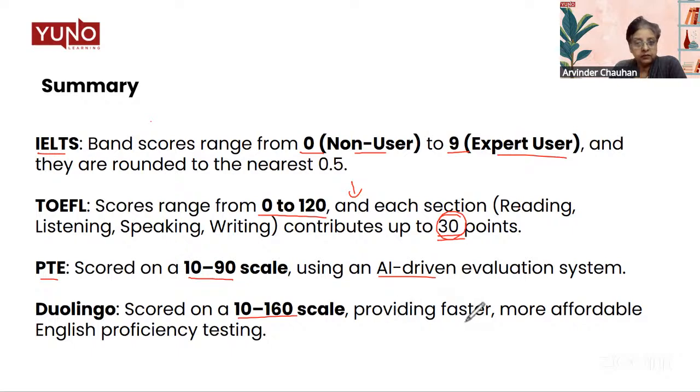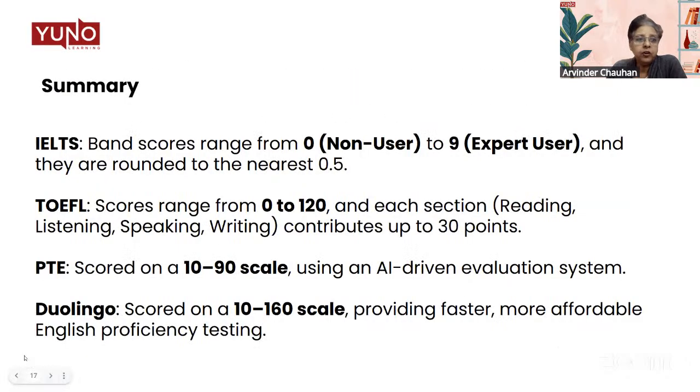Duolingo is the only exam which provides the fastest results. It is a faster, more affordable English proficiency test. It is more affordable also. It's, I think, almost 50%. I'm not really very sure, but yes, it's much lower than the other ones, right? And what I like about Duolingo is that the result is out within 2 days. I think on the third day they give out the result, right? So depending on your requirement, the institute where you want to apply, you will have to make a decision on which test is most appropriate for you. Is it IELTS, TOEFL, PTE, or Duolingo, right?